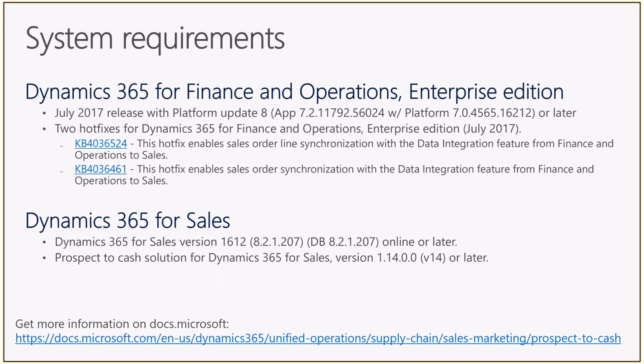For sales, you need to have an online version of Dynamics 365, and here we're looking at the 16.12 version or later. On top of that, you need to have a prospect to cash solution for sales, and it has to be version 14 or later. The latest version right now is version 14, but we are planning to release more versions in the coming future.